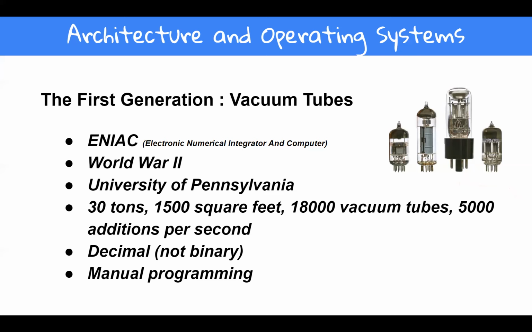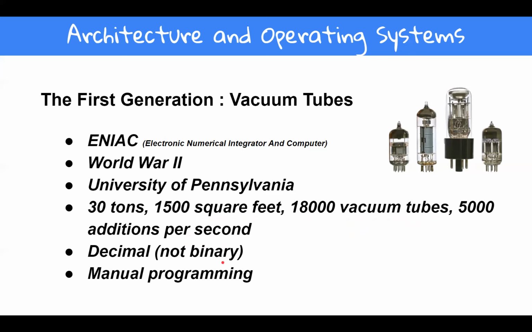A professor of electronic engineering at the University of Pennsylvania, with the help of his student, proposed to build a general-purpose computer using vacuum tubes for that lab. In 1943, the army accepted the proposal and work began on the ENIAC machine, resulting in the first enormous machine that weighed 30 tons, occupied 1,500 square feet, and had 18,000 vacuum tubes, and what it did was 5,000 additions per second. So that was the first machine.